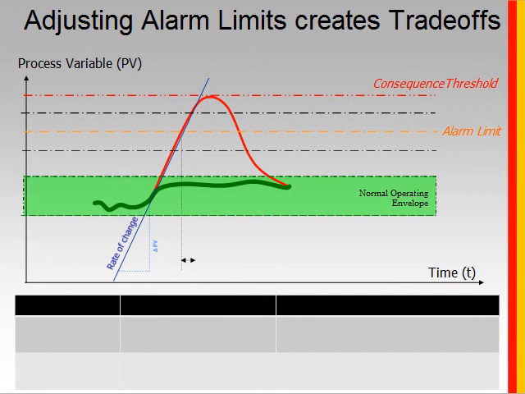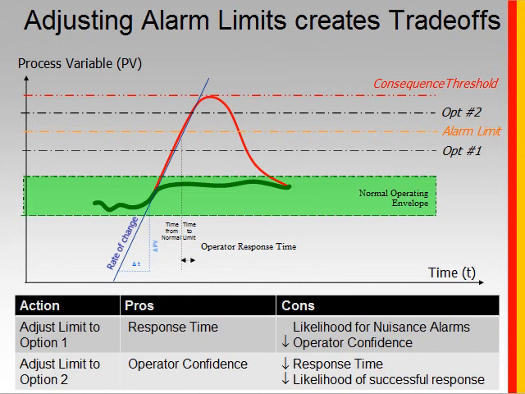Ideally, we want to create an alarm limit that provides the operator with sufficient time to react so that the process doesn't reach the consequence threshold. The way we typically calculate that alarm limit is by looking at where the normal operating envelope is, what the consequence threshold is, and looking at the process dynamics. What's the rate of change of the process variable? Now, we could possibly change the alarm limit, increasing it so it's closer to the consequence threshold, or reducing it so it's closer to the normal operating envelope, but each of those has its own pros and cons.